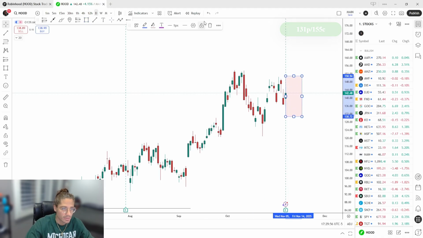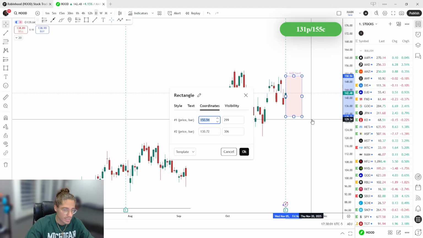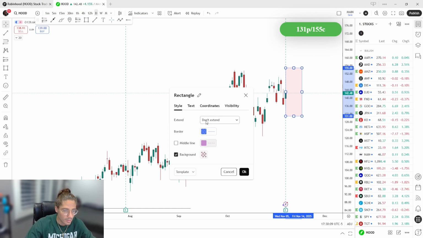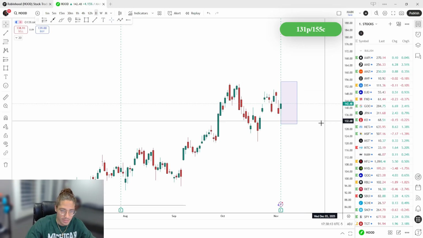So as I've been doing this week, I will be going over key levels, doing a little bit of price analysis, as well as going over the earnings trade. So that's going to be a 155 call and a 131 put. Let's make this purple. There you guys go. That is the earnings setup.